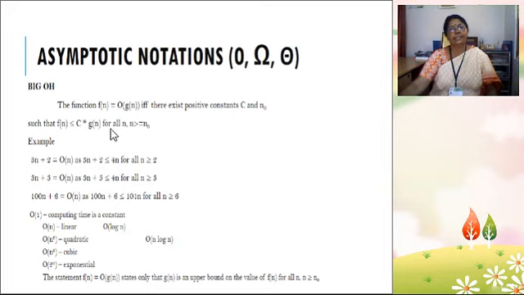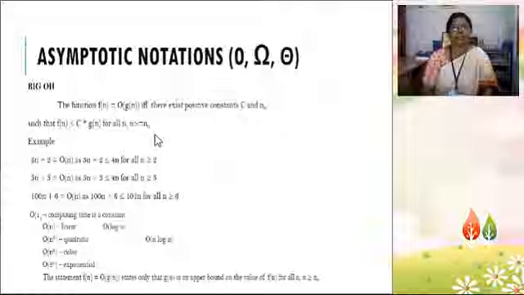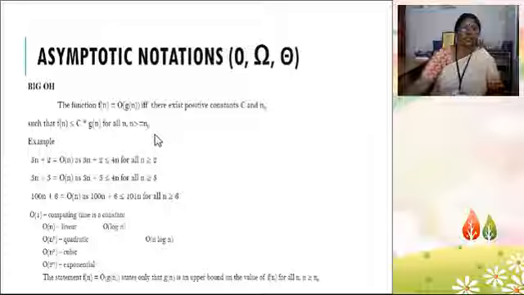Here the c star g of n specifies the upper bound. So the time complexity of an algorithm will not exceed c star g of n for all n greater than or equal to n0. So we specify an upper bound for the algorithm. So that is big O. Big O notation specifies the upper bound for any algorithm. We state that the algorithm is always less than or equal to c star g of n for all n greater than or equal to n0.